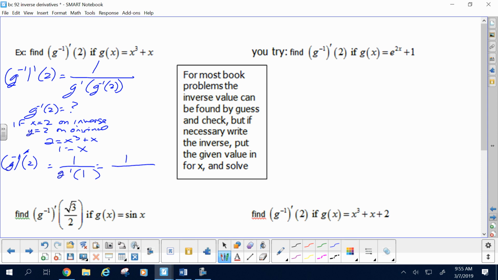Now I'm ready to do the rest of it. What is g prime? 3x squared plus 1. I'm going to write it that way, and first I'm going to show you the derivative before I put 1 in. Then I'm going to put 1 in, and so my answer is 1/4. All right? Try this one.